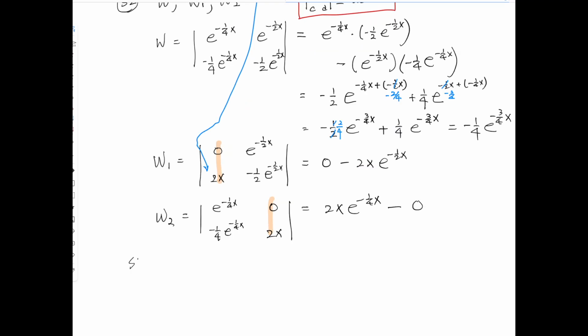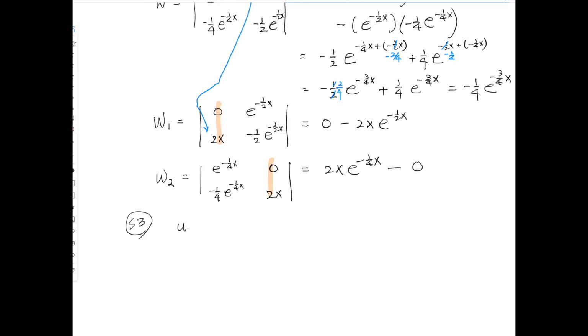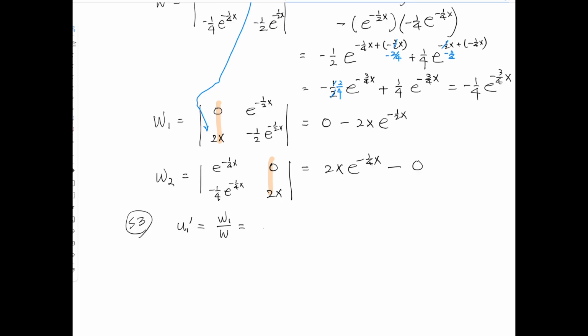Then step number 3, we need to find u1 prime, that is W1 over W. For W1, we have negative 2x e to the negative 1 over 2 x, and then W is negative 1 over 4 e to the negative 3 over 4 x. Negative, negative will give us a positive 2 over 1 over 4, that's the 8, and then x e to the power of 1 over 2 x times, when you bring the denominator to the numerator, we need to change the sign of the power, which is 3 over 4 x.